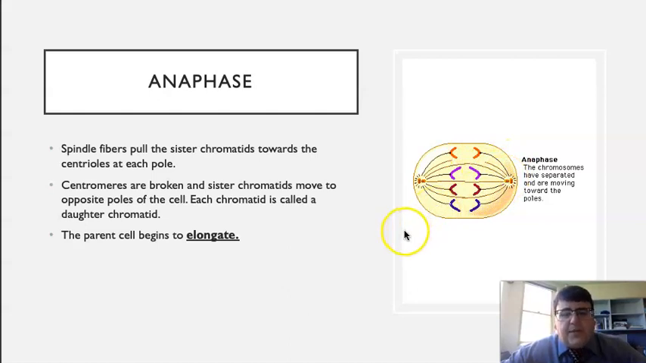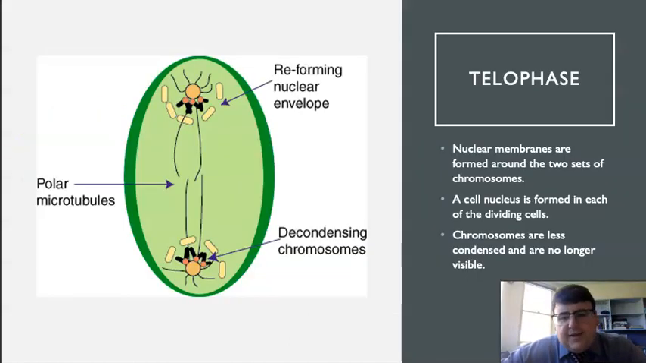Basically then what's going to happen is the cell will start to elongate, which means it starts to get longer. I don't have any tricks to remembering anaphase, unfortunately, so prophase and metaphase remembered, and now it's just we remember anaphase. Lastly, for mitosis, we end up in telophase.